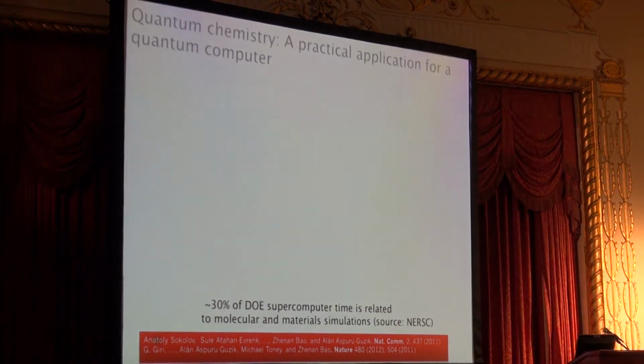Another interesting thing about it is that 30% of the DOE supercomputer time is used for chemistry applications. So that's a good prediction that if we were to have a quantum simulator for chemistry, most likely it will be very utilized to replace this 30% of supercomputer time and do something useful.